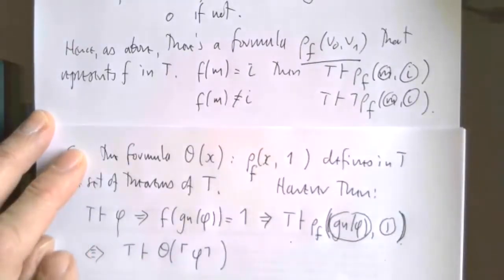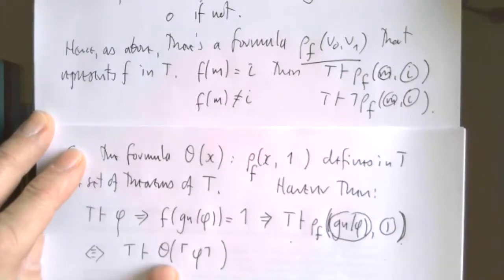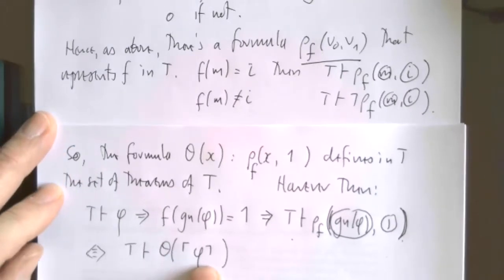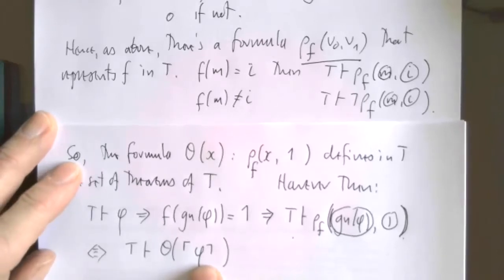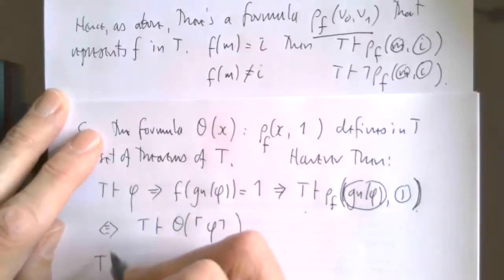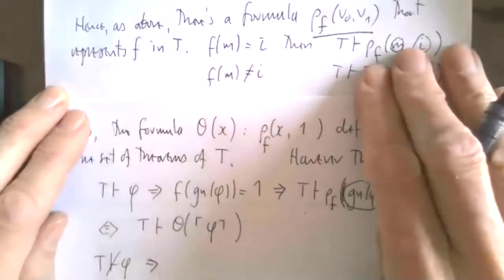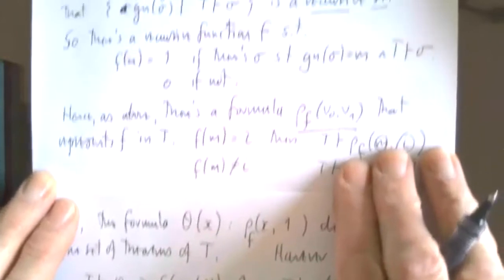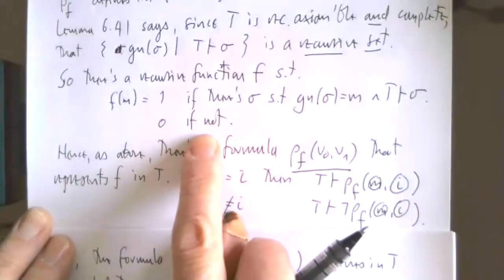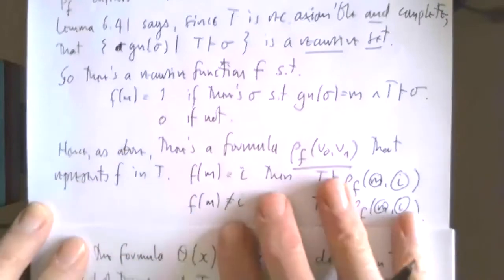So if T proves phi, then I've got that this implies T proves theta of the Gödel number of phi. If T does not prove phi, then we're in the if-not case over here. T does not prove phi. So f of the Gödel number of phi should be 0.